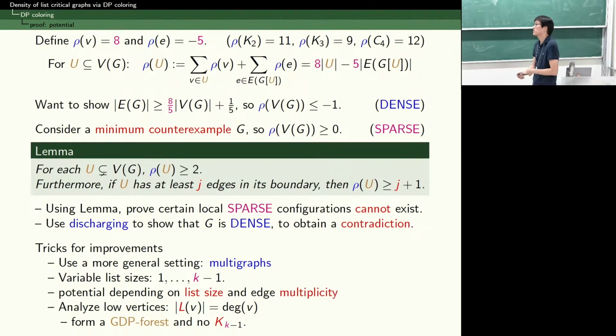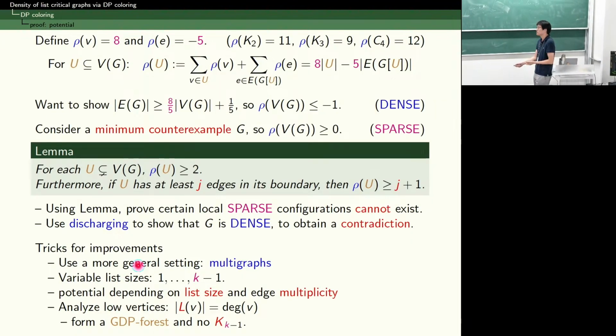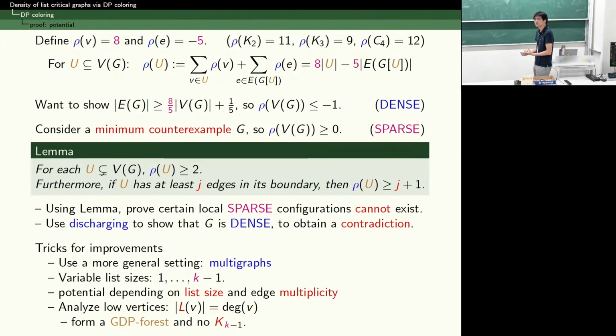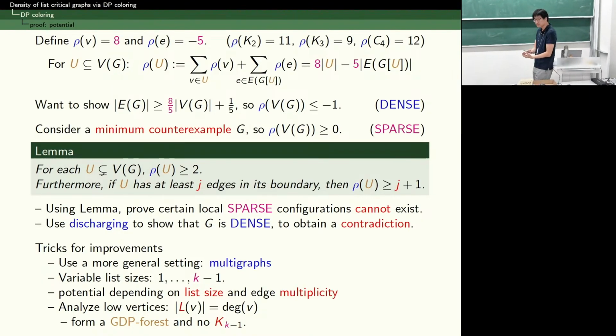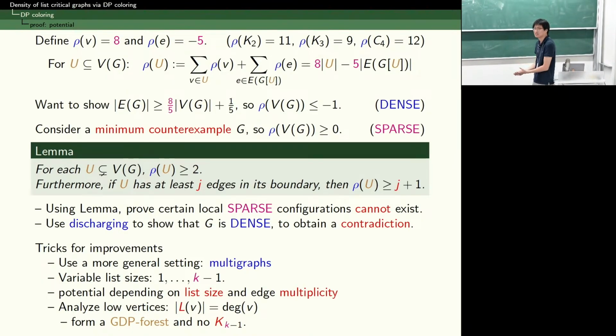Second, we use variable list sizes. Of course, if we want to prove a graph is DP k-colorable, we give every vertex k colors. But because we wanted to use induction in various ways, we said, maybe the list size is different for every vertex. What that means is, because k is 4, I had some fixed constant for this potential for a vertex. But here, because I have different list sizes for different vertices, I had to give different potentials depending on its list size. And it was very hard to figure out which weight to give to which list size.